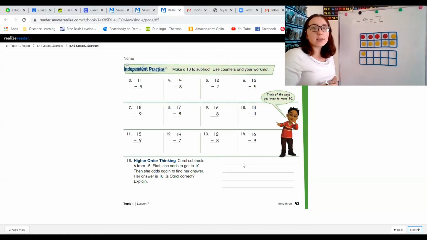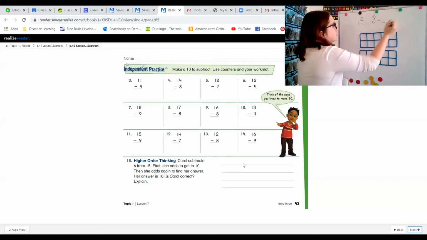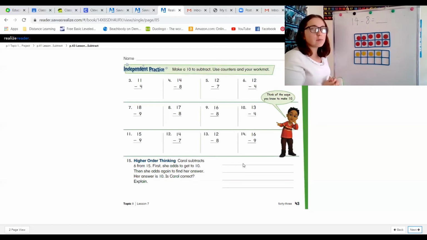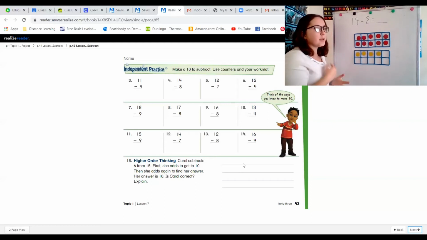Okay. Let's look at number 4 together. Our problem is 14 minus 8. Okay. So we're going to start with 14 counters. Now I have 14 counters on my 10 frames. Remember, we're going to subtract 8 counters. But first, I'm going to do it by making a 10. So I need to get rid of as many counters as are down here so I only have one 10 frame full. I'm going to make a 10. So I know I need to subtract 4 counters to make a 10. So 1, 2, 3, 4.